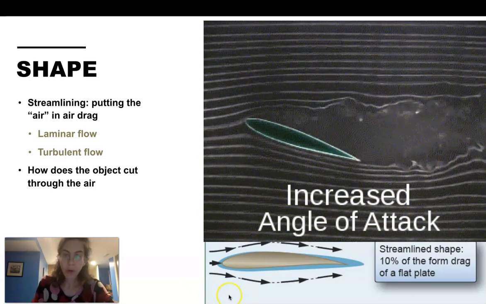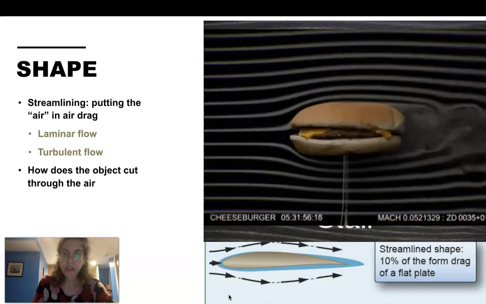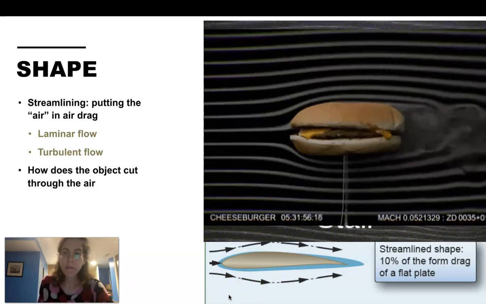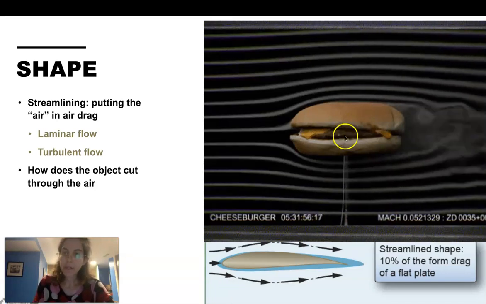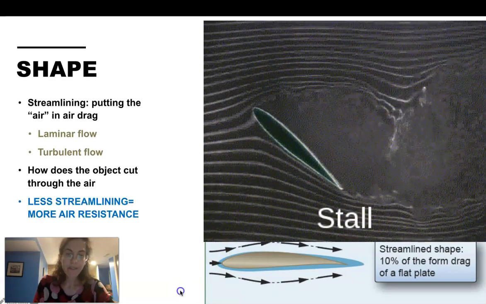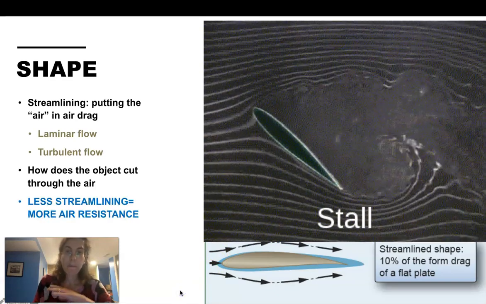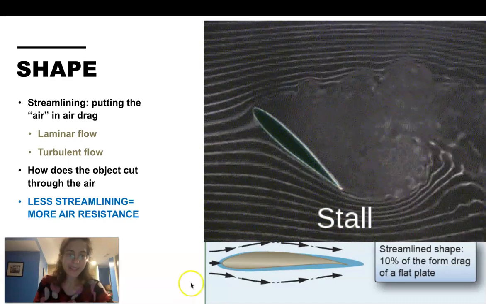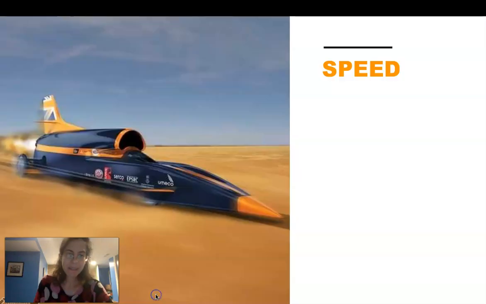Apparently one of them had an awful lot of time on her hands, and she did an aerodynamic simulation of a cheeseburger, which is designed for many things, but aerodynamics not among them. You can see the way the turbulence builds up behind this shape, which isn't really meant to cut through the air. If you want to minimize air resistance, streamline. If you want to maximize air resistance, don't streamline.